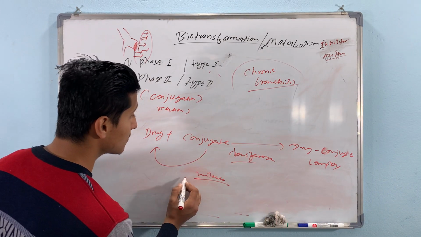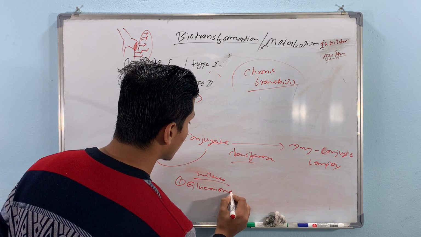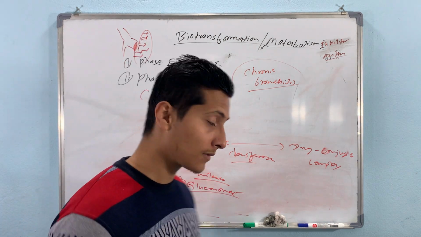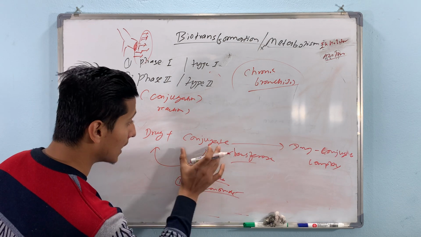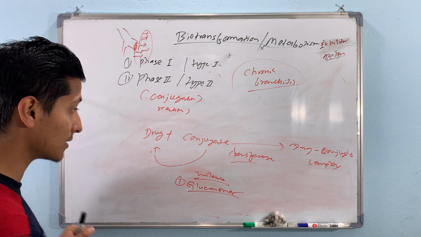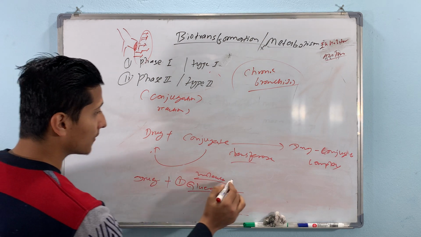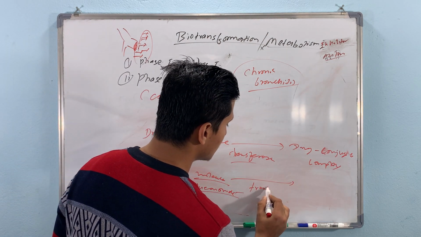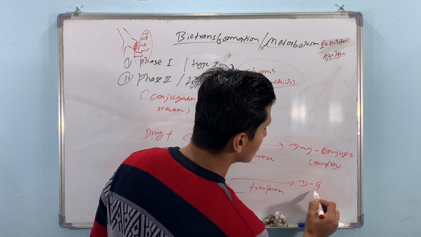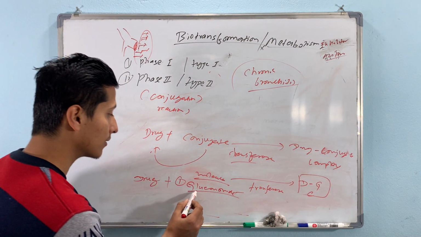So if this conjugate is glucuronide, what is glucuronide? Glucuronide basically means a glucose-like molecule. If this glucuronide conjugate gets transferred to the drug by the help of transferase enzyme, then a drug and glucuronide complex is formed. So this is a conjugation reaction involving glucuronide.